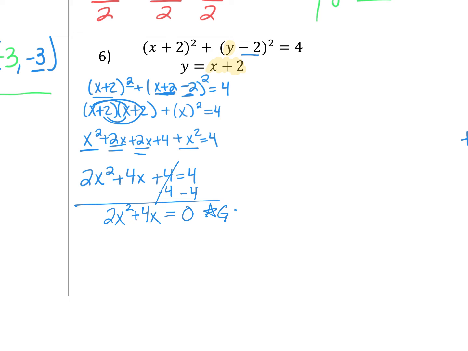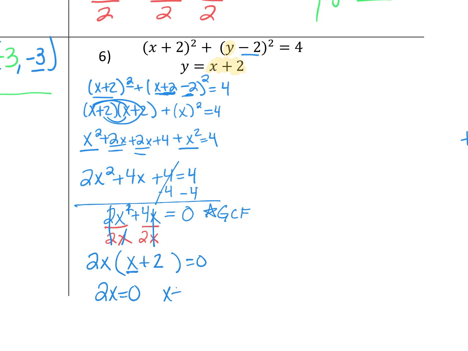Now, this is a special type of factoring relating to GCF. So I want to think about if I have 2 and 4, well, the biggest number that I'll divide both of those by is 2. And if I have x squared and x, I'm going to divide both of those by x. So I'm going to have 2x on the outside, and then x plus 2 left on the inside. Because when I do 2 divided by 2 and x squared divided by x, I'm left with x. 4 divided by 2 is 2, and x divided by x will divide.